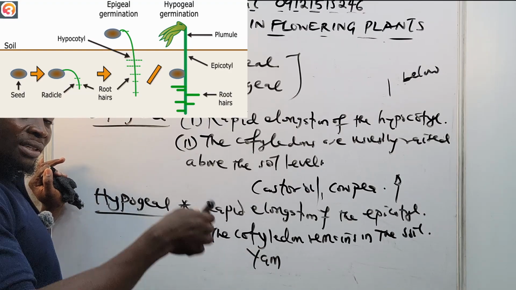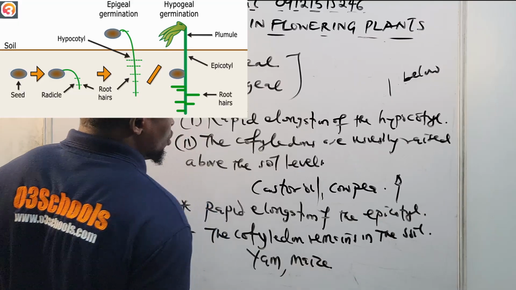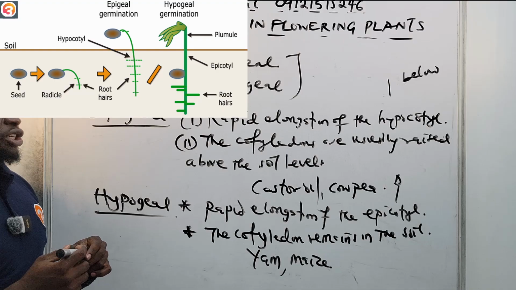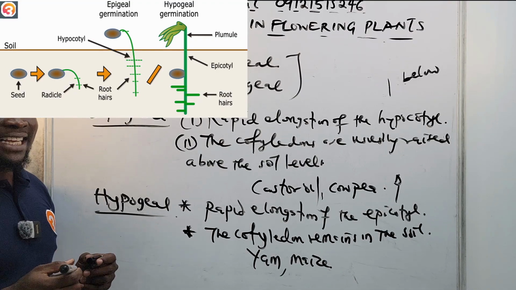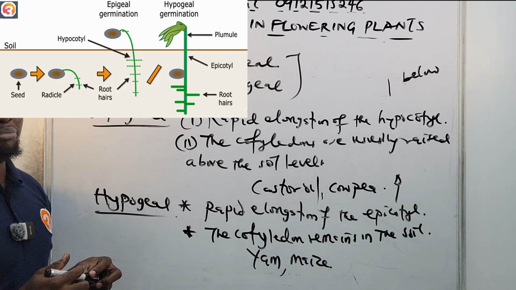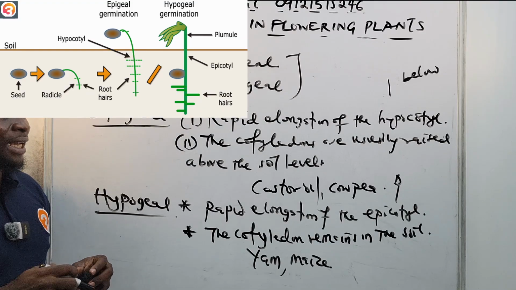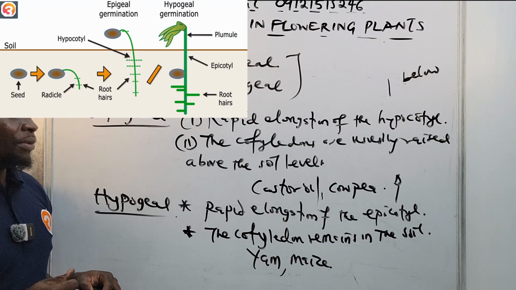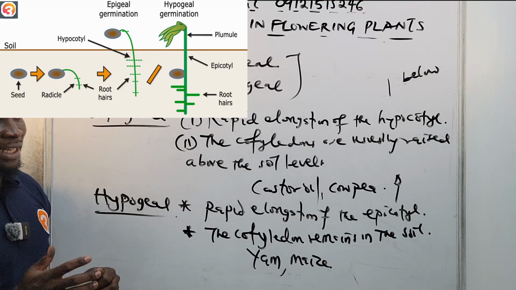An example of a plant where you can find this is yam. If you see a yam plant, you see it goes down. Another plant is maize. So these are examples of epigeal and hypogeal germination. In epigeal germination, the cotyledons are raised above the soil level, characterized by rapid elongation of the hypocotyl. While for hypogeal, it's characterized by rapid elongation of the epicotyl, and the cotyledon remains in the soil. Examples are yam and maize.